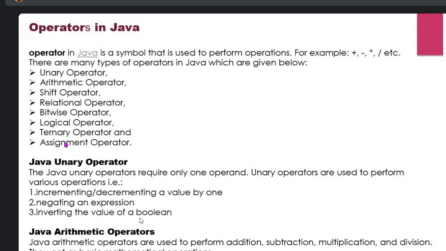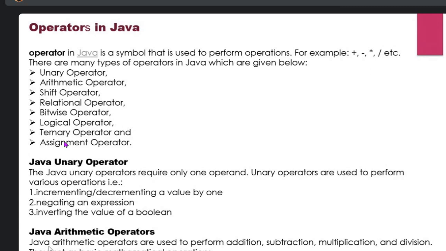But negating an expression, that is for an expression. So as I mentioned, the statement, right? Let's say I have a statement a plus b plus c. If I negate it, then it will become minus a. Wherever a plus sign is there, a minus sign will come. That is applicable on the expression. Here it is applicable on a Boolean.